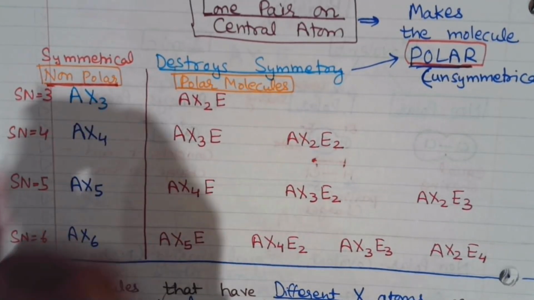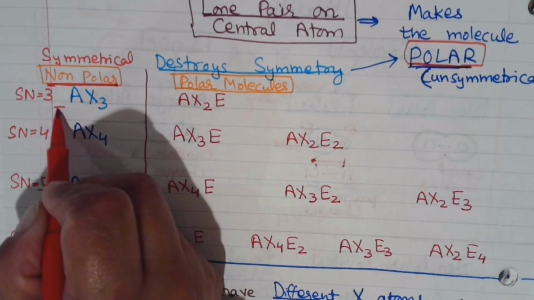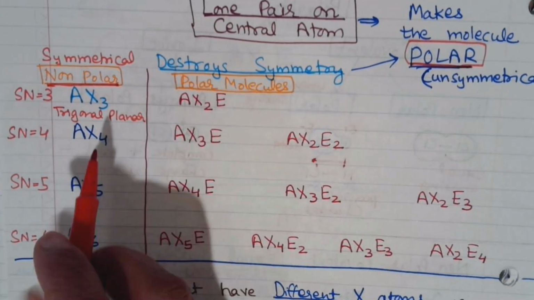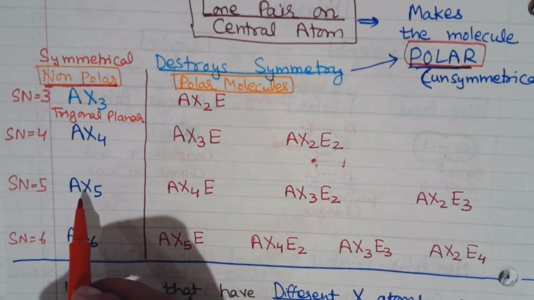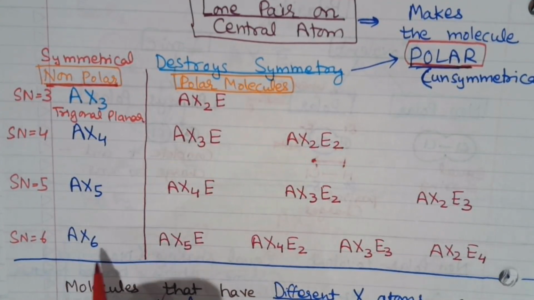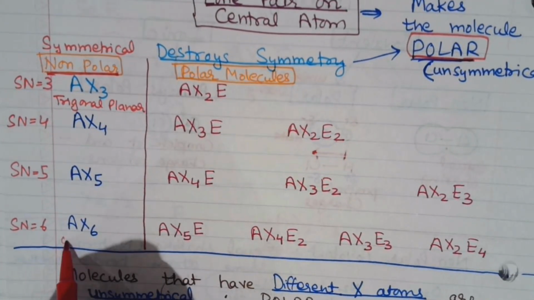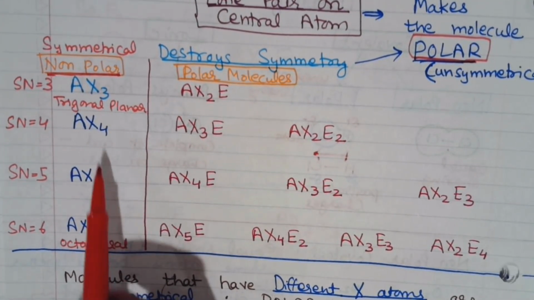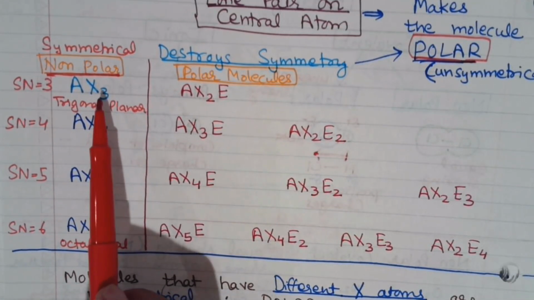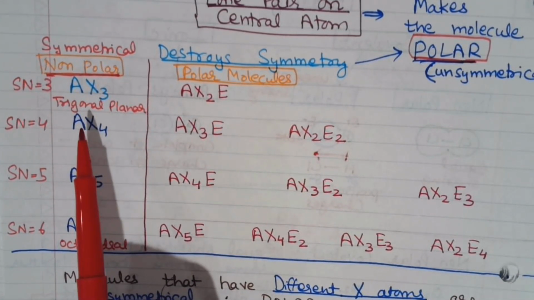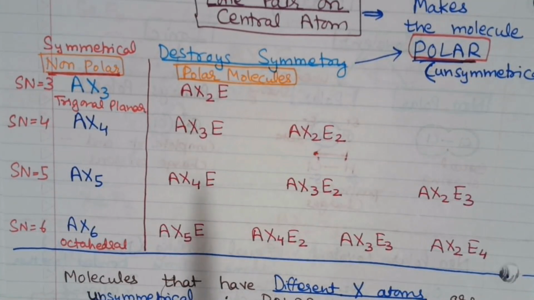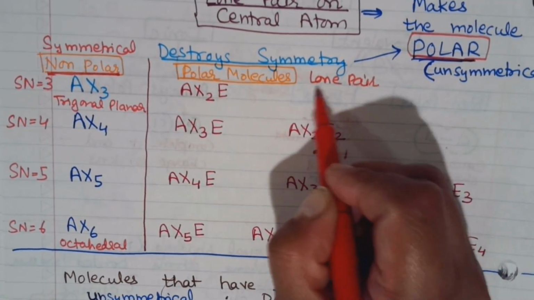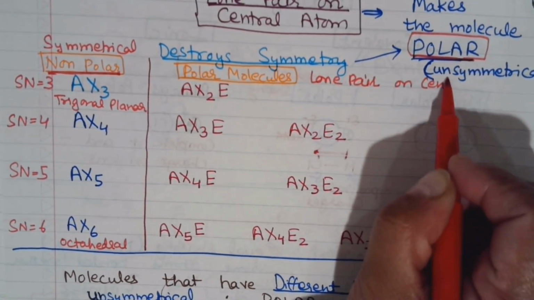So what is this shape? This is trigonal planar. This is AX4, tetrahedral, AX5 is trigonal bipyramidal, and AX6 is octahedral. So all these shapes are symmetrical and hence non-polar because all the X atoms are the same, and there is no lone pair on the central atom. Now whenever a lone pair is present, lone pairs on the central atom destroy the symmetry.